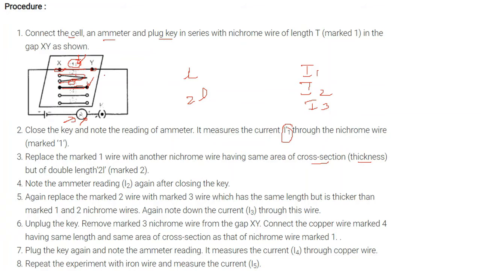Now we connect the copper wire marked 4, which is this one, having the same length and same area of cross section as that of nichrome wire marked 1, this one. We plug the key again and note the ammeter reading. So it measures I4, and we repeat the experiment with iron wire and measure the current, which is this one, I5.